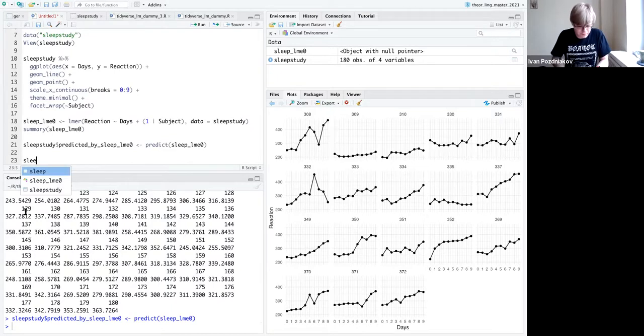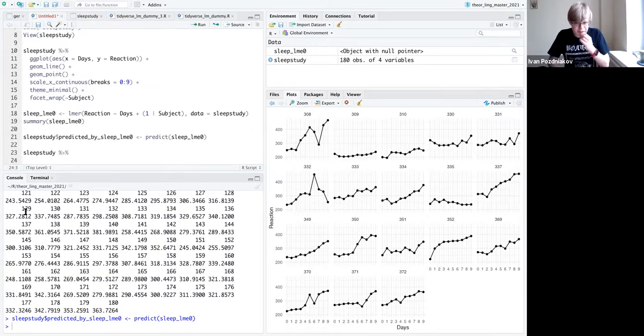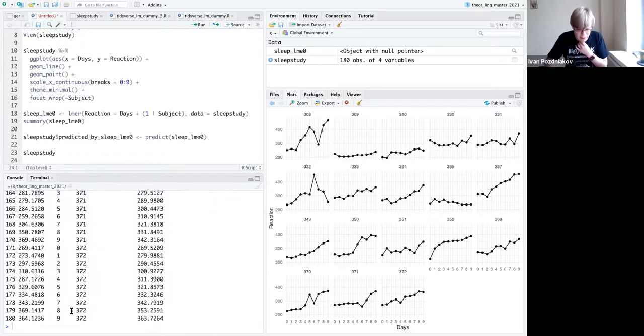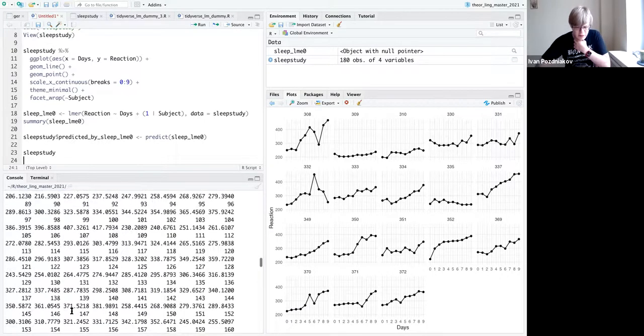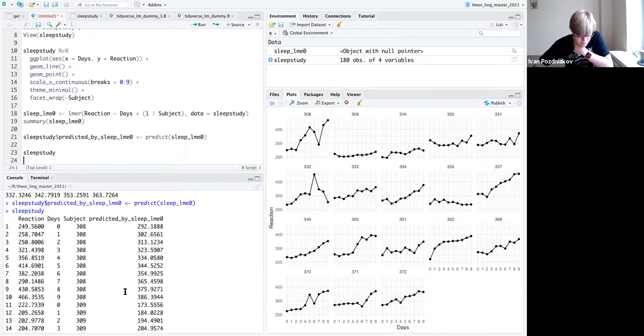Let's do some processing first. So first I want to rename the variable reaction to the variable observed reaction time. Actually, it doesn't matter that much. But okay, so let's do it later maybe. What I really need to do to make this plot easier, actually, I don't need to do pivot longer here. I don't need to do anything specific here.